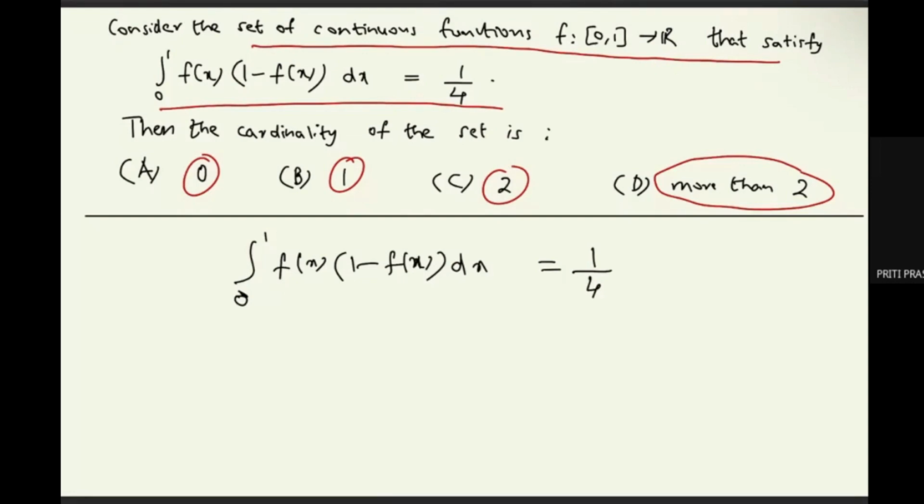So what do you know? What you know is f is continuous. Also, it satisfies this integral from 0 to 1 of f(x) into (1 minus f(x)) dx equals 1 by 4. So what does this have to do with anything? This is of the form f(x) into (1 minus f(x)), that is y into (1 minus y) form, where y is replaced by f(x), right? So do you know anything about this function?